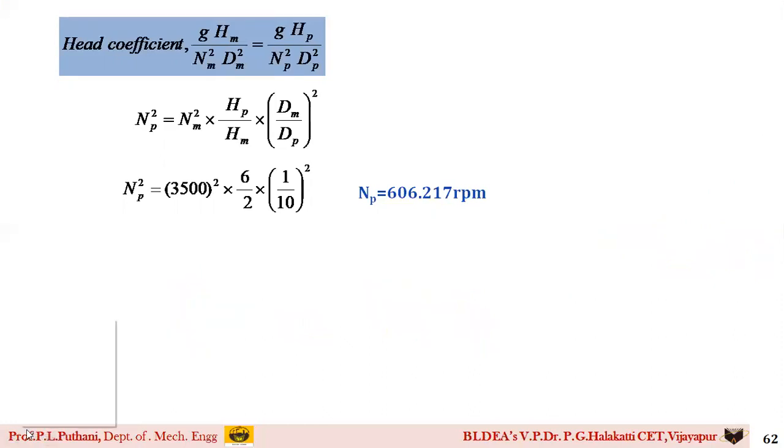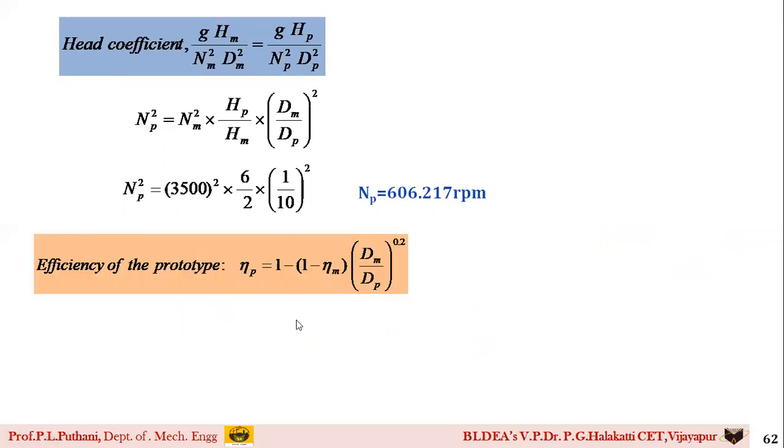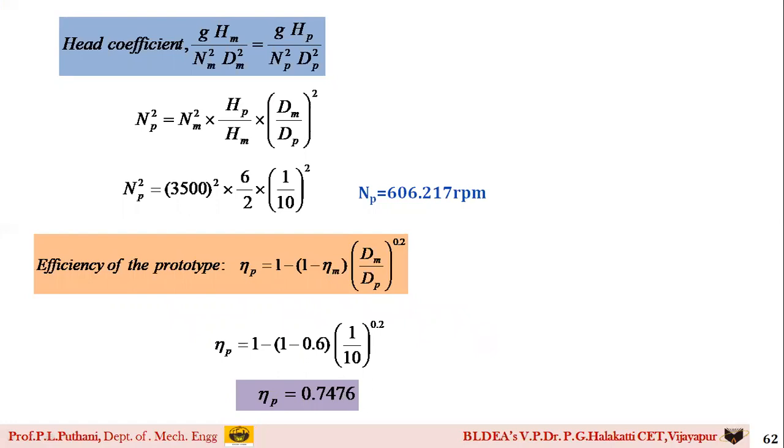Now we shall use this Moody's equation. So I have written this Moody's equation. I substitute the values here and the efficiency of the prototype, I get it as 0.7476. Once I get this efficiency of the prototype, now I need to find the power of the prototype. So what I will do here now is take the ratio of the power of the prototype equation to the power of the model equation. Then I simplify.